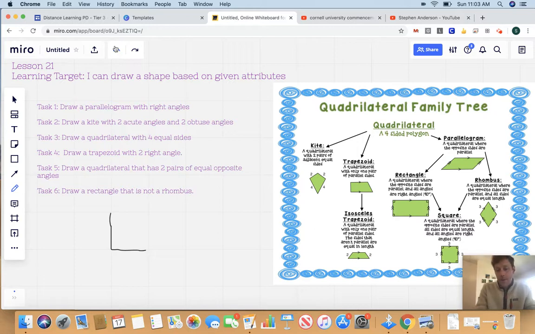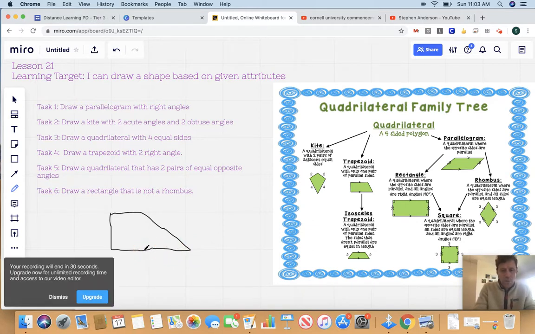Or maybe they're going to ask for a trapezoid with 2 right angles. Oh, that looks like task number 4. I'm going to come across here, and it looks like we're going to draw a square. But instead of going down, straight down, to make another 90-degree angle, I'm going to go at a slant. And now I can close it. Is this a trapezoid? Well, it certainly is.